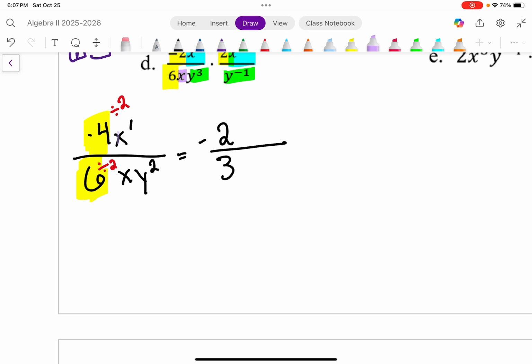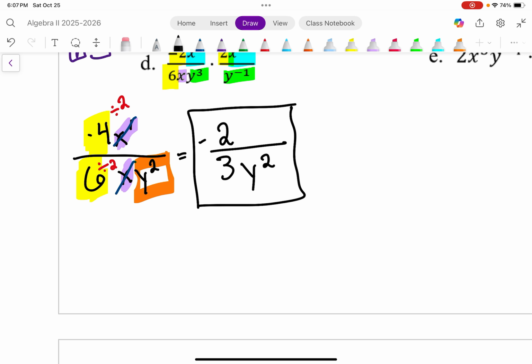Now I'm going to look at the x's. So I have the same amount of x's on the top and the bottom. So those are going to cancel out with each other because x divided by x is 1. So if we had a -2 times 1, it's still going to be -2. So I don't need to put anything else for that. And then we have just our y squared on the bottom. That's not going to simplify with anything. So it stays where it is, y squared.